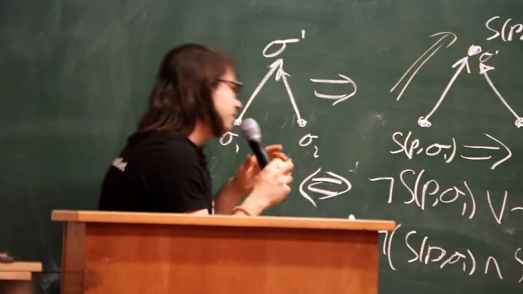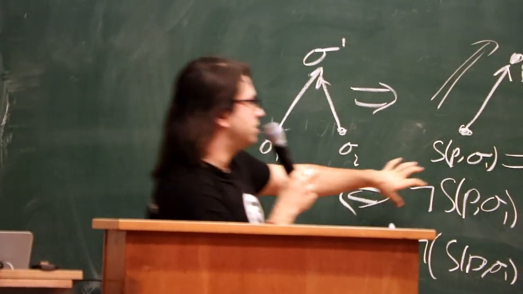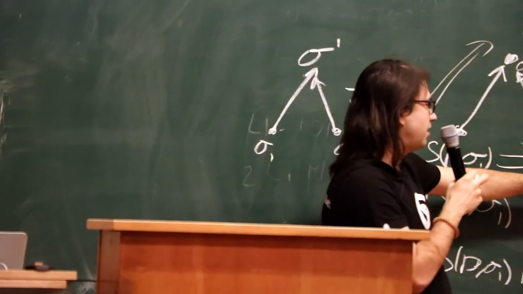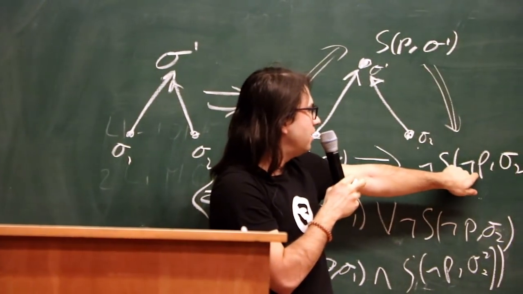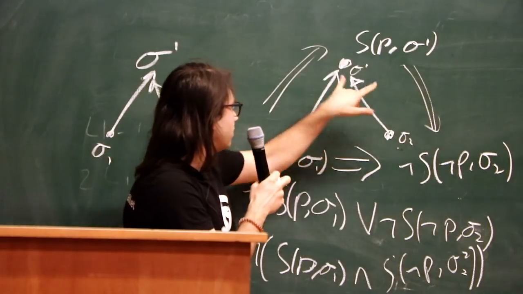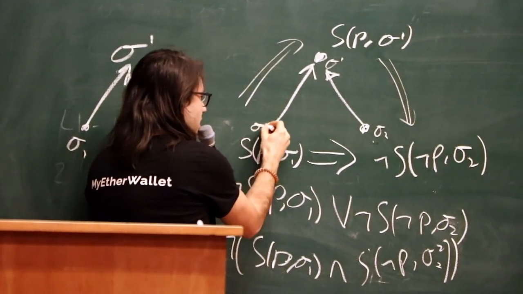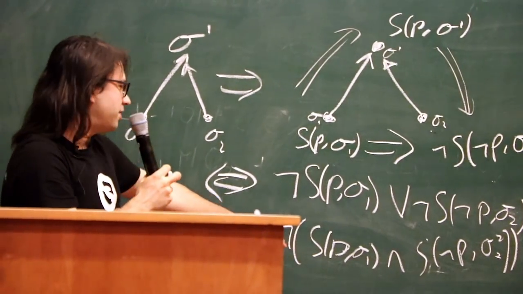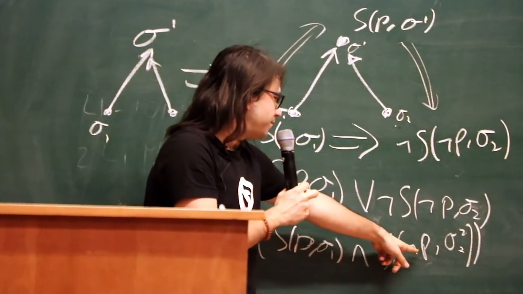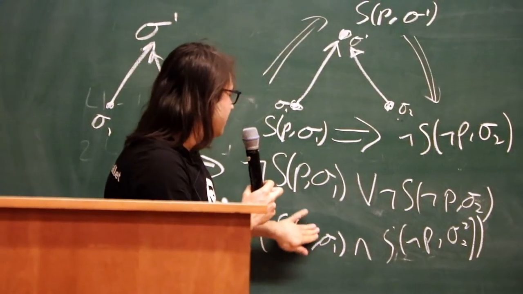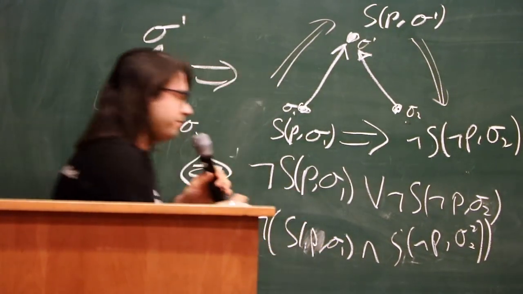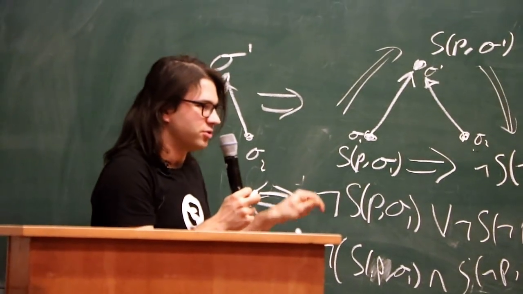So it turns out that this statement here, that safety on P implies the absence of safety on not P at sigma 2, if sigma 1 and sigma 2 have a common protocol future, is the same as saying that P and not P are not both safe at sigma 1 and sigma 2 respectively.